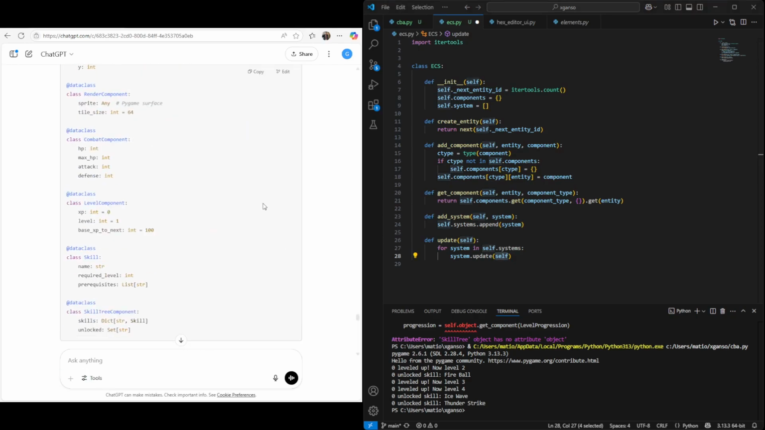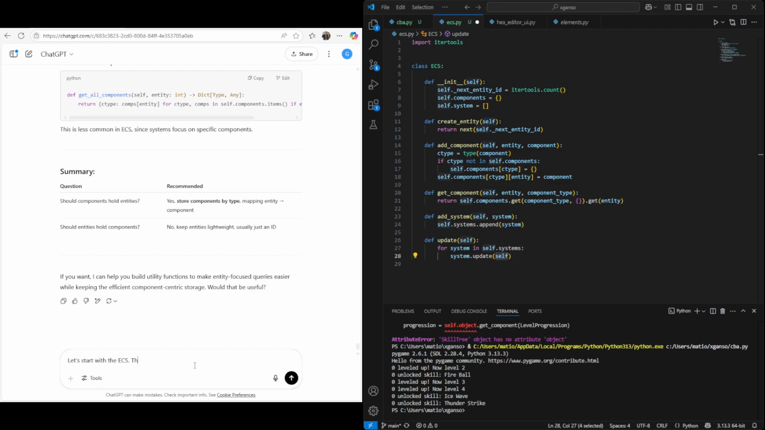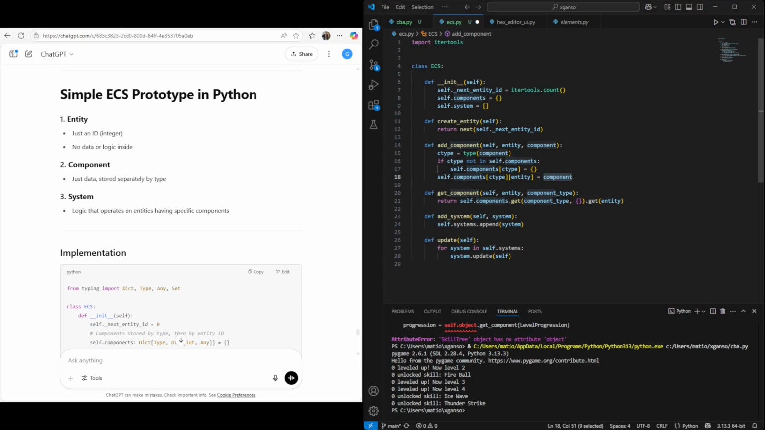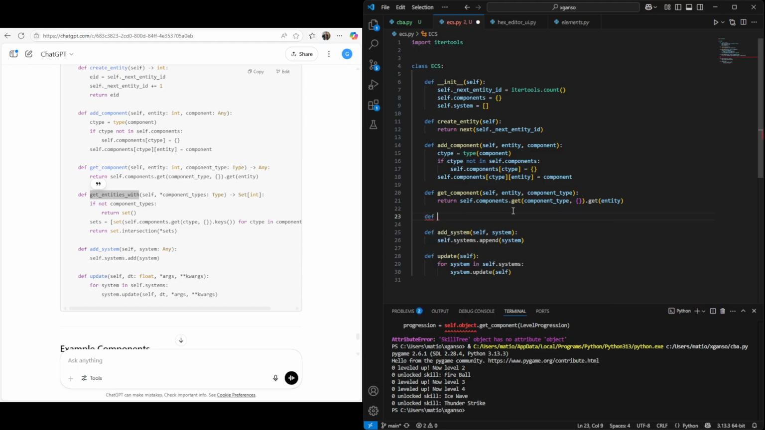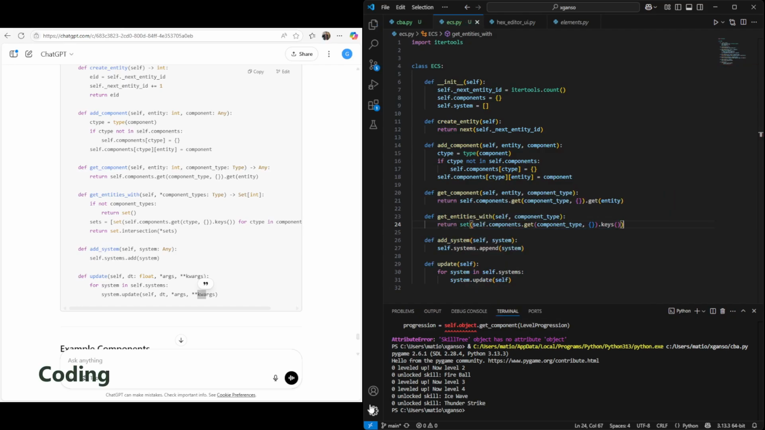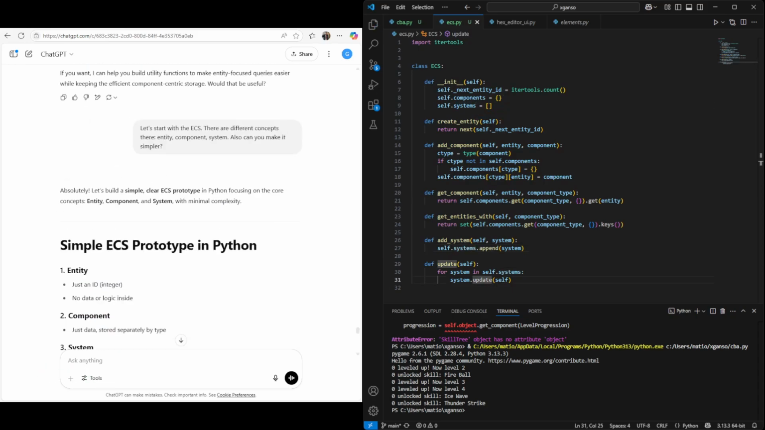Okay, maybe let's start with the ECS here and we'll ask some questions. Okay, the entity is an integer, that's fine. The component is just data. Okay, so it's just data. So this component is actually the data and the system is which executes. Okay, I understand now. It's already the component time. Okay. Let's go back.